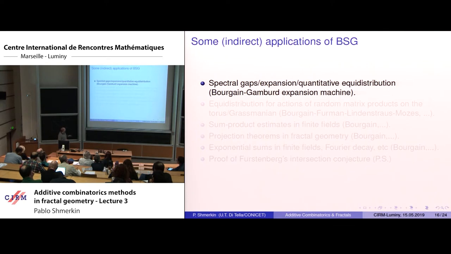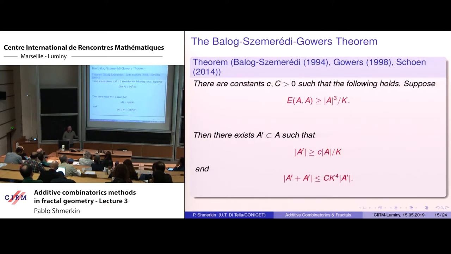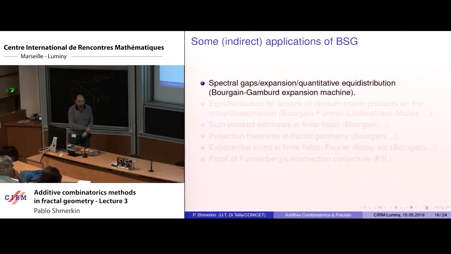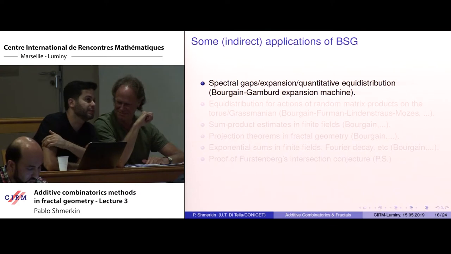Okay, so just to convince you that this theorem is quite amazing, I'm going to show you some applications of the theorem, and some of them are actually dynamical, or at least they are ergodic theory applications. And they are all somehow related to each other, but I will show them separately so I can impress you more. So maybe the most famous or amazing application is the Bourgain-Gamburd expansion machinery.